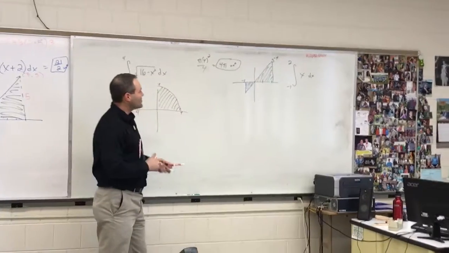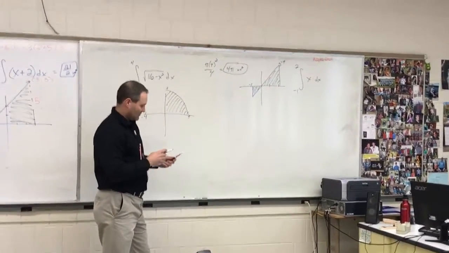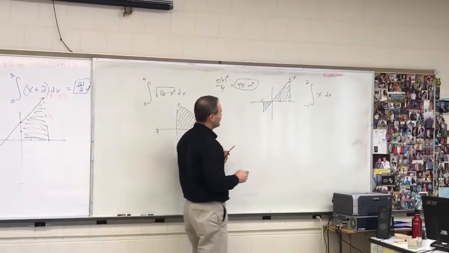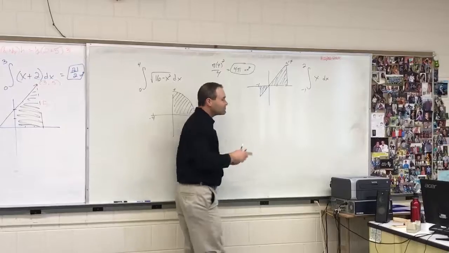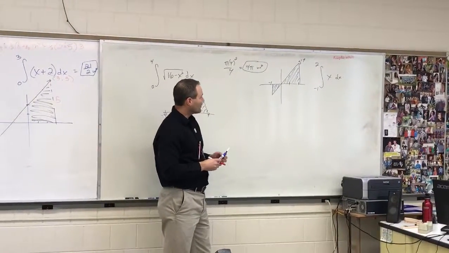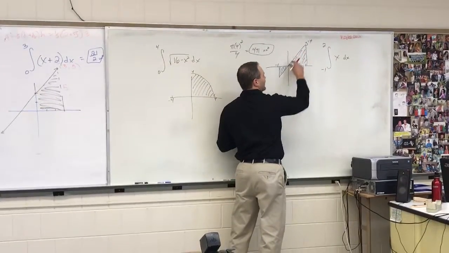Okay, so what's our answer here? It's the trapezoid from 1 to 2. There's no trapezoid. Yes, there is, because from -1 to 1 the areas cancel each other out. This area undoes that area.